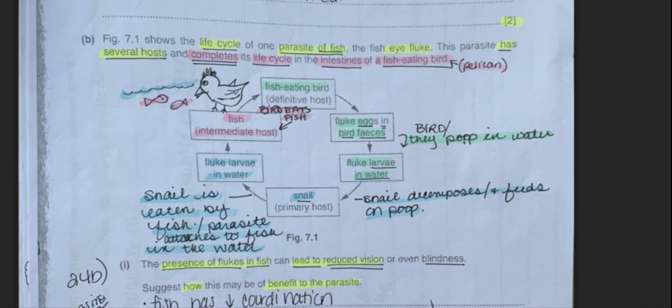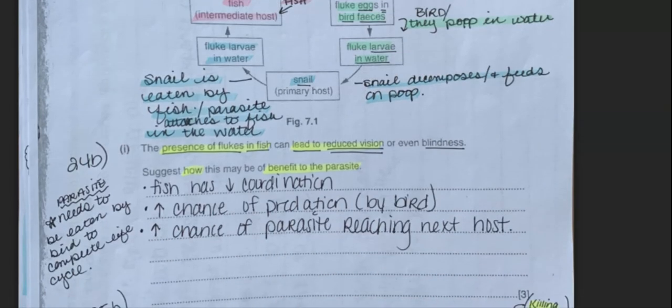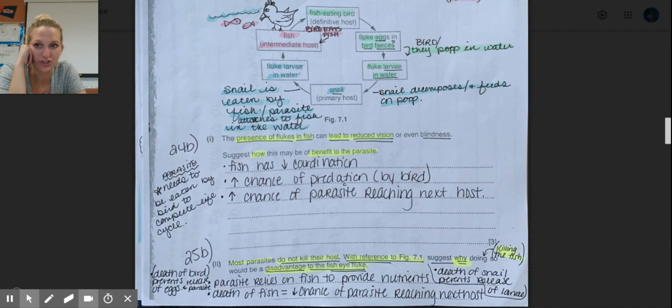So now we have, again, the larvae are still in the water. And if the fish are eating snails, or the fish are either in the water, if the larvae attach to the fish, or they ingest it, then it's inside the fish. And then your bird eats it, and we start it all over again. So the presence of flukes in fish can lead to reduced vision or even blindness. How could this benefit the parasite?